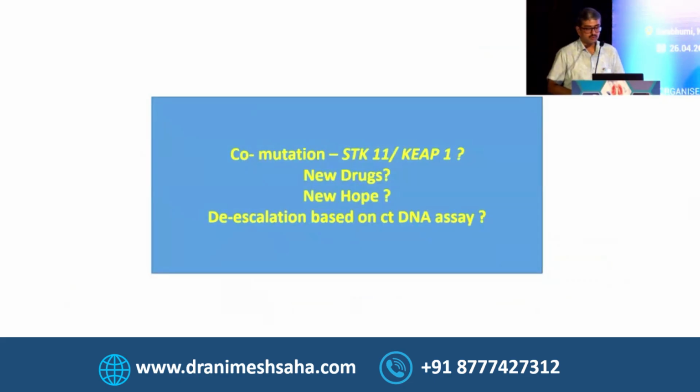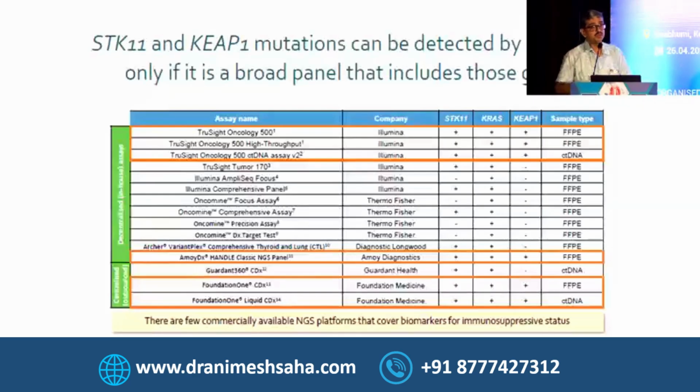Prashant. So co-mutations. We are talking about non-driver mutated tumors, but that doesn't mean that on CGP we haven't identified STK11, KEAP1, SMAD4. So co-mutation is important. Some new drugs, some new hope, and de-escalation based on the ctDNA assay. These are also important things to be considered when selecting patients for immune checkpoint inhibitors.